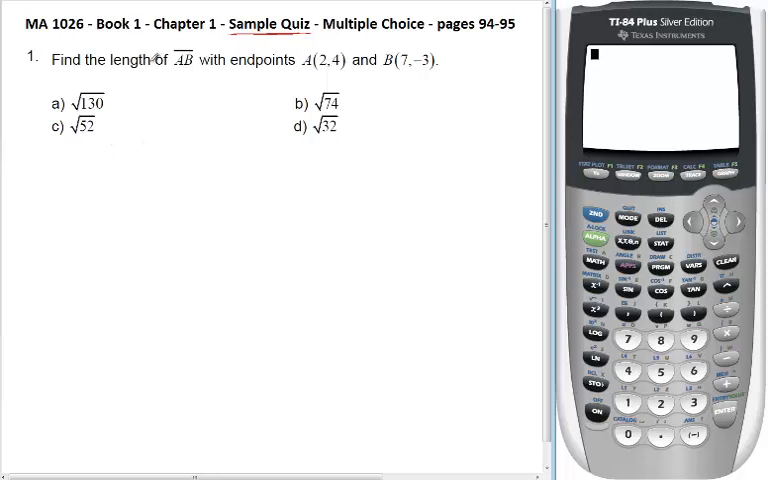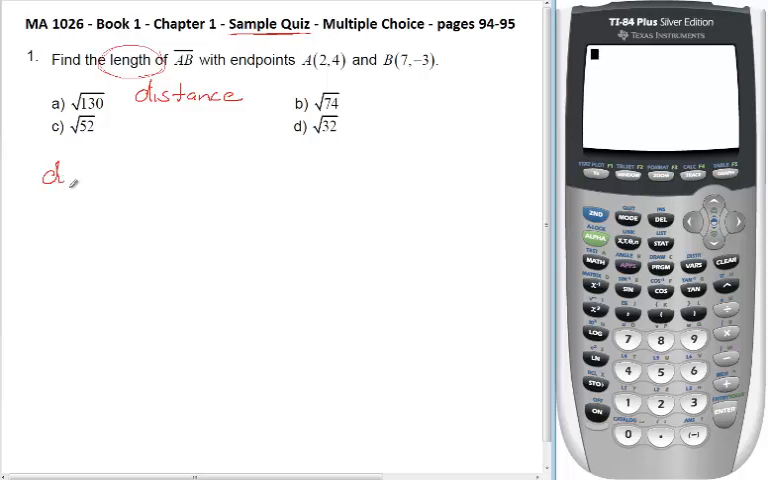So we're asked for the length, and anytime you're asked for the length of something, of course, it's referring to the distance. And you should at this stage know the distance formula. It was developed for you and you used it already. So we're looking at the distance of AB.